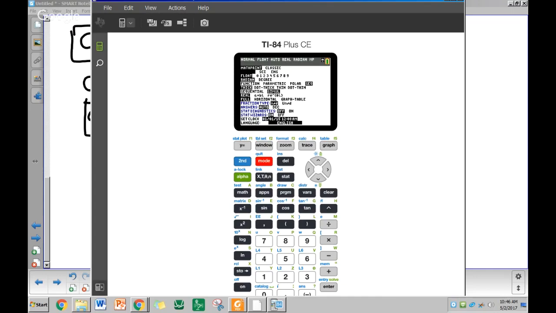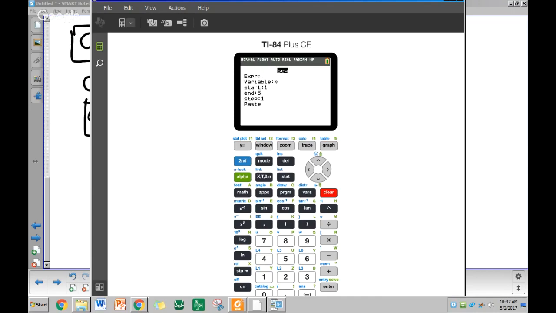Okay, I'm going to second quit out of there. And how do we get to the sequence function? Well, what is a sequence? It's a collection of numbers, in other words, a list. So we're going to go second list, and we're going to perform an operation, which is number 5. All right, and I'm going to clear this out.